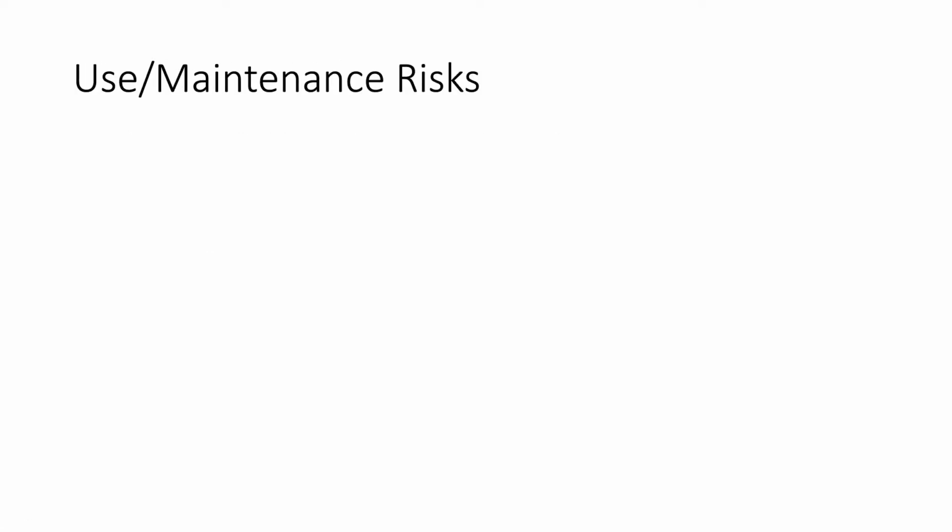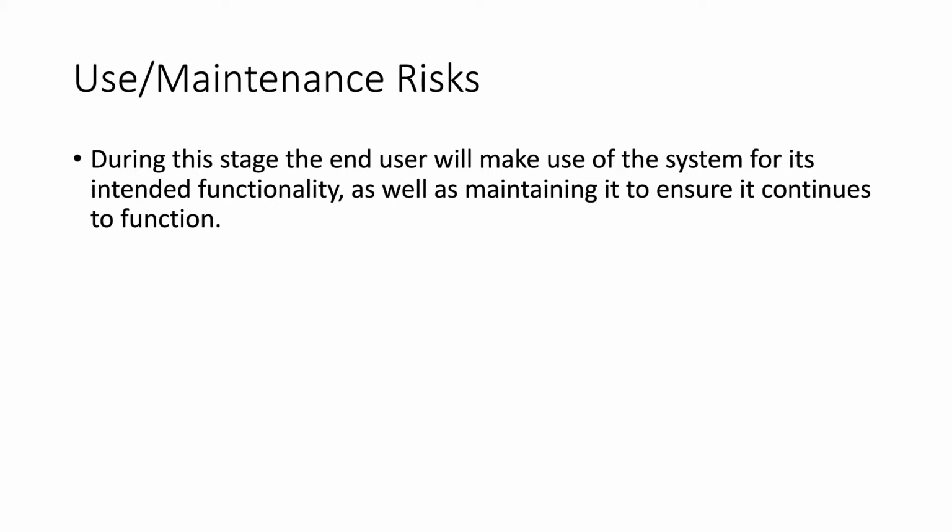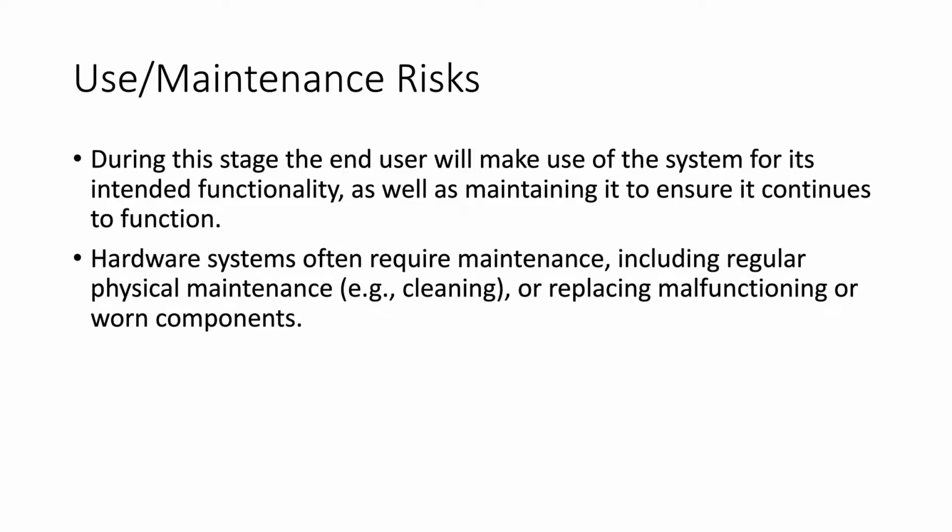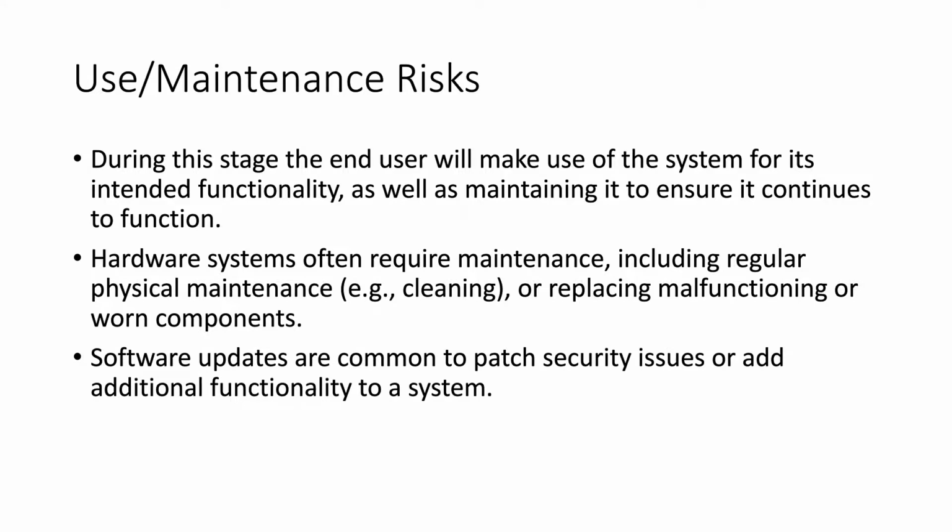Now let's move to the use and maintenance risks. During this stage, the end user will make use of the system for its intended functionality, as well as maintaining it to ensure it continues to function. Hardware systems often require maintenance, including regular physical maintenance, cleaning, or replacing malfunctioning or worn components. And of course, software updates are common to patch security issues or to add additional functionality to a system.